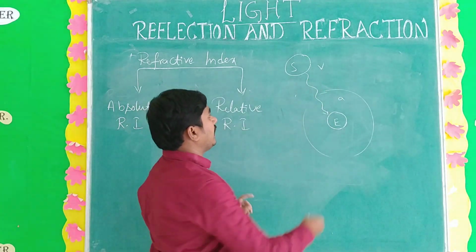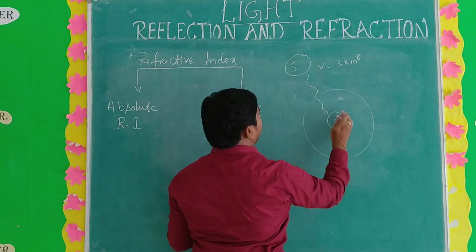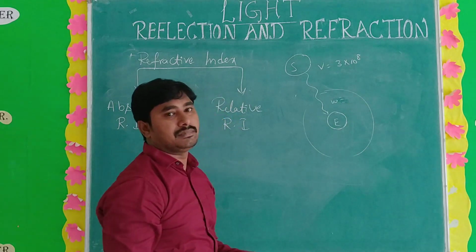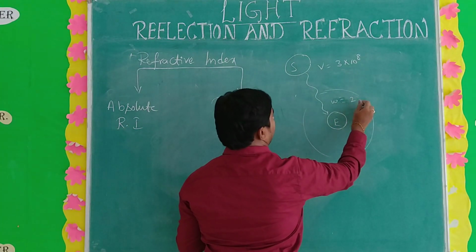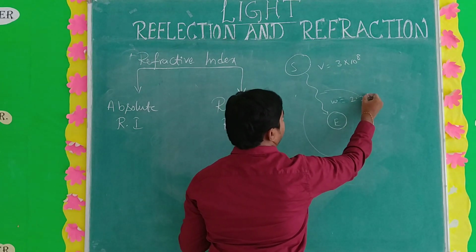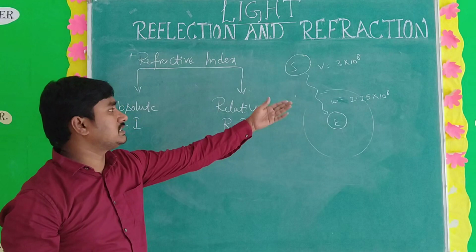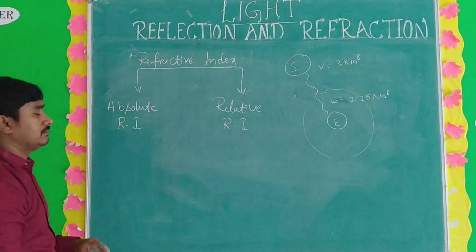So what is the speed of light in vacuum? As just explained, 3 × 10^8 m/s. For example, here air or water; any medium, air, water, glass, any medium. For example, I take water, where it is 2.25 × 10^8 m/s. Then by how much does the speed of light change? So absolute refractive index is simple.